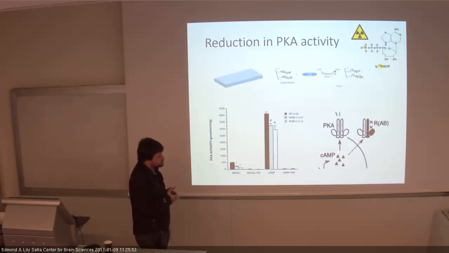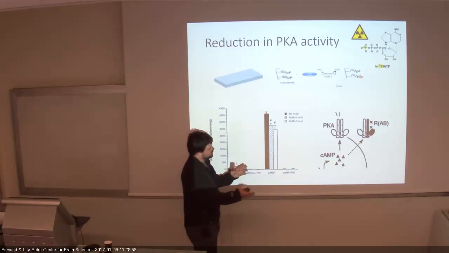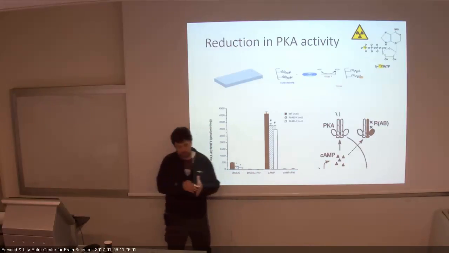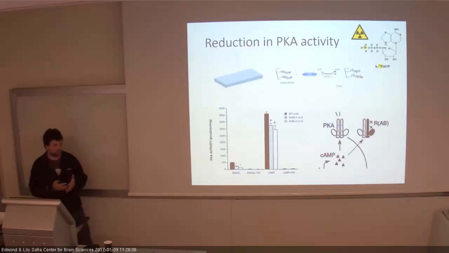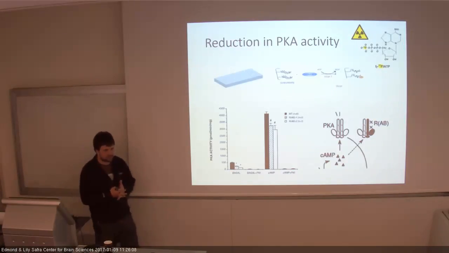It means, of course, there is always normal PKA that is being produced, but the dominant negative form of the RAB is inhibiting it in general. But obviously you have both of these factors together in the cell.